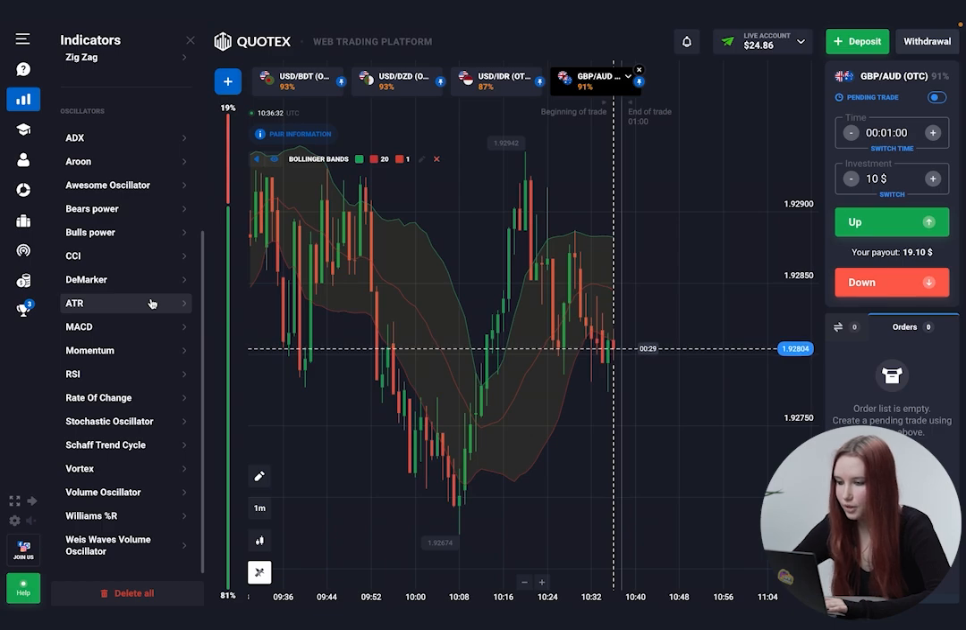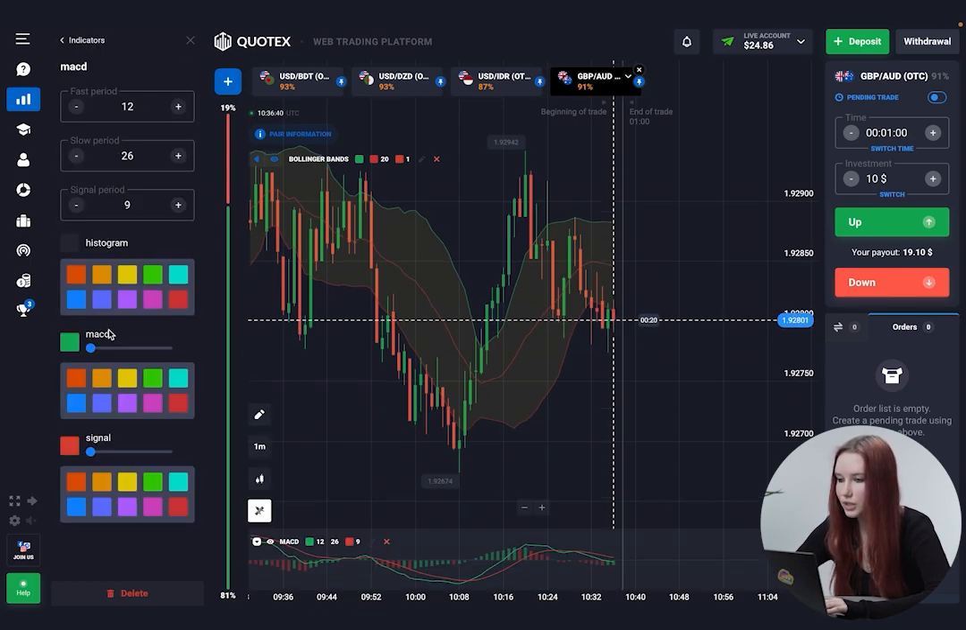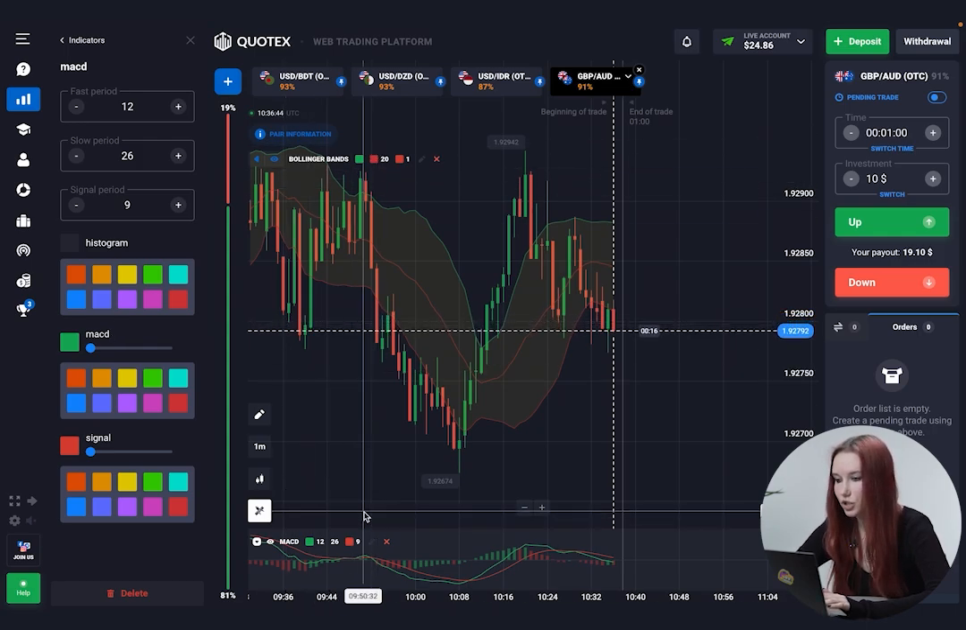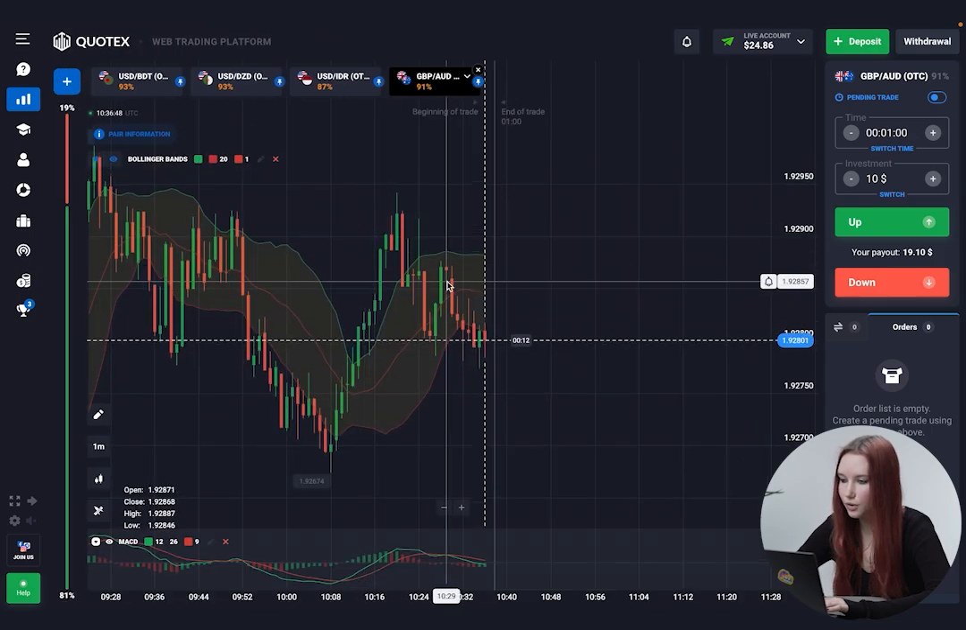Okay, let's go further. Next, I have to set up oscillators. For oscillators today, I choose the MACD indicator. It's the most popular combination of indicators, Bollinger Bands plus MACD. It's a perfect strategy always. So I'll close this window and let's go further.